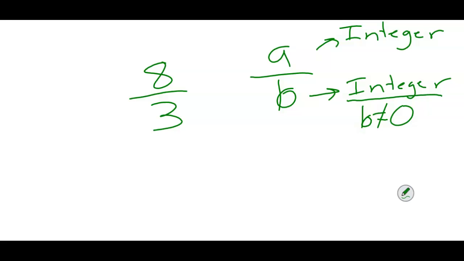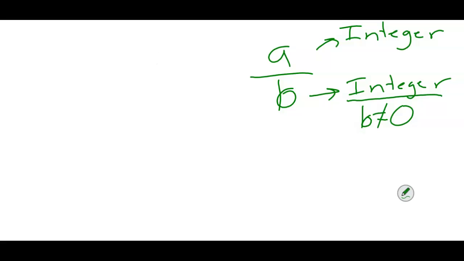What about 8/3? Is 8/3 a rational number? Give me thumbs up, thumbs down, if not sure, sideways. All right, let's look at the definition. Is A the numerator an integer? Is 8 an integer? Yes. Denominator B, is it an integer? Yes. Is it 0? No. So is this a rational number? Yes, it is.